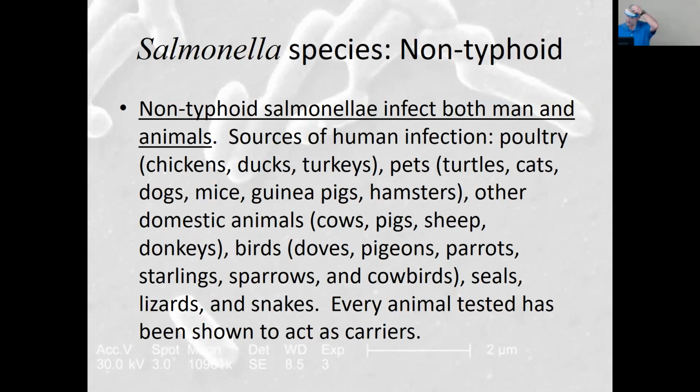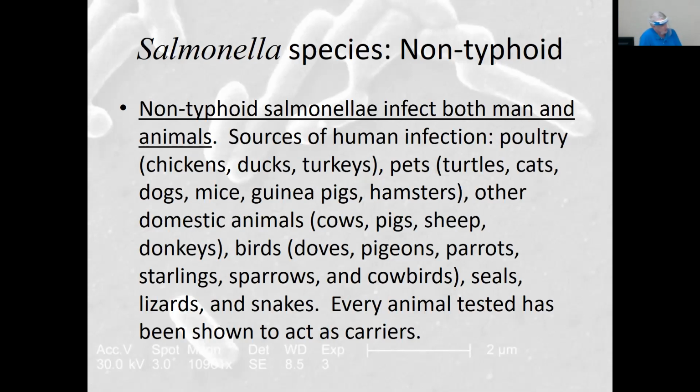Non-typhoid Salmonella infects both man and animals. So the source of this non-typhoid Salmonella is poultry. We know that. Chickens, ducks, and turkeys. Pets, turtles, cats, dogs, and mice. We don't like to talk about guinea pigs and hamsters having this. And other domestic animals such as cows, pigs, sheep, donkeys. Birds, doves and pigeons, parrots, seals, lizards, snakes. Every animal tested has been shown to act as a carrier. So if you have those animals in your house, they could be a source of Salmonella.